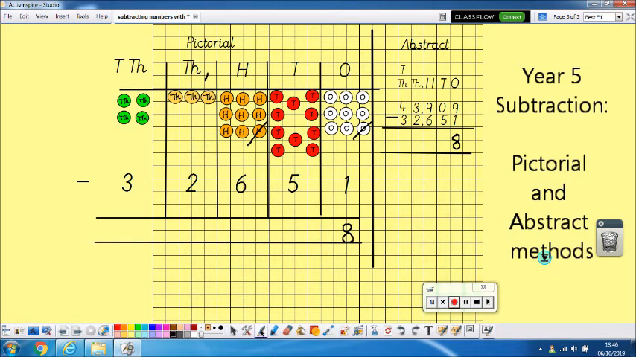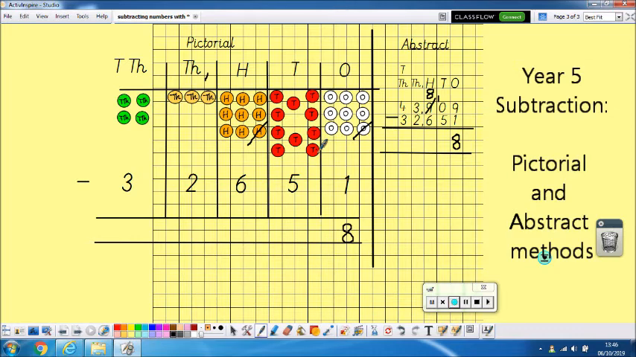And I would show this on my abstract by showing I've exchanged one of my hundreds for 10 sets of 10. But in so doing that, I don't have 900s anymore. I have got 800s. So I need to show that. So I exchanged 100 for 10 tens and now have 800s left. You can see this. I've got 800s there, 10 tens.